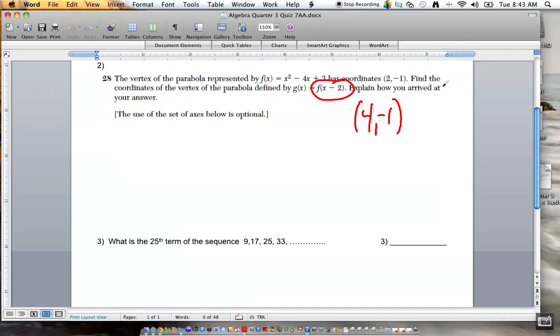Did I just explain it? Okay. Do you see this? It tells you the vertex right here. And this tells you that g of x is the same function as f of x, but I'm going to put a -2 in the parentheses. -2 inside the grouping symbol of the parentheses is horizontal shift. So I have to move 2 to the right, because they're always reversed in the parentheses. So if this was (2, -1) and I move 2 to the right, now I'm at (4, -1). Done, fini, that's it, whole thing done.